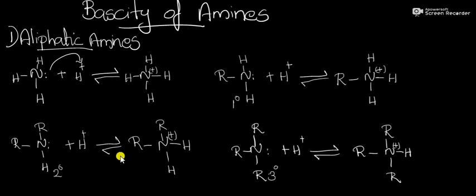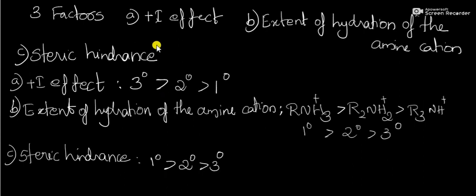The basicity order of amines in aqueous medium is determined by three factors. One is the plus I effect of the alkyl groups. The second factor is the extent of hydration of the amine cation, or it is called the solvation of the protonated amine. The third factor is steric hindrance of the alkyl groups.